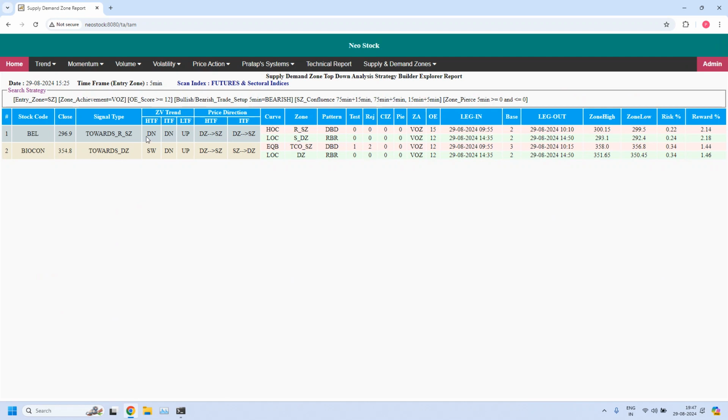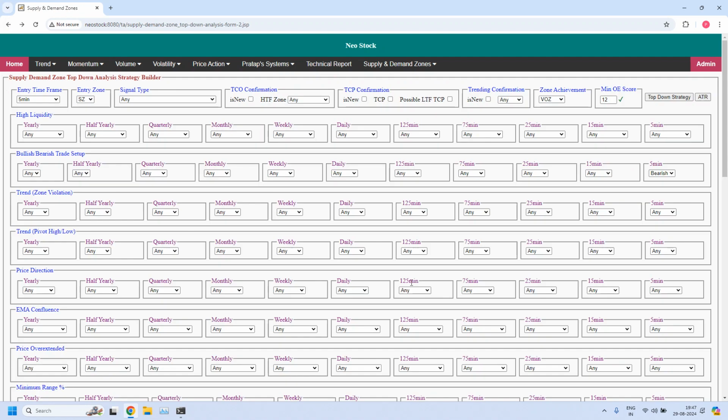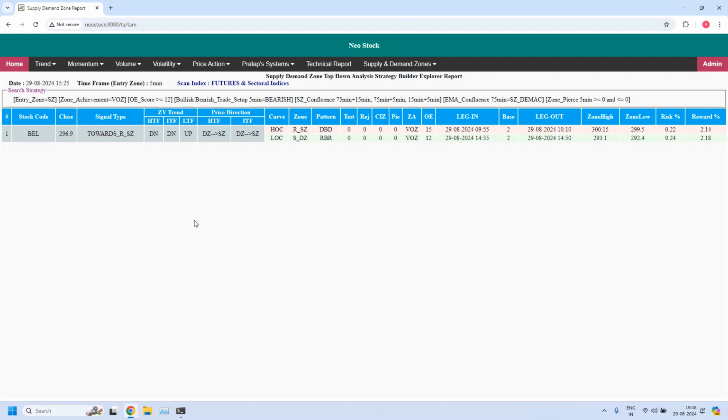Let's verify if this BEL has it, because Biocon is sideways. Let's verify whether BEL has daily EMA confluence. It is a 75 minute zone. So the 75 minutes supply zone has daily EMA confluence, because the 5 minutes and 15 minutes zones are overlapped with 75. That's why, for the 75 minute supply zone, if daily EMA is there, it is even a high probability trade setup. Excellent. BEL even has daily EMA confluence.